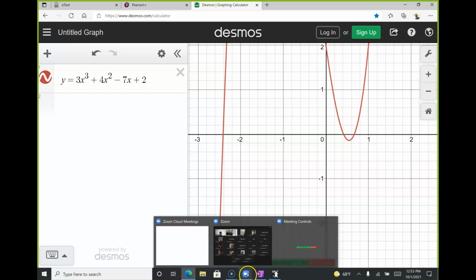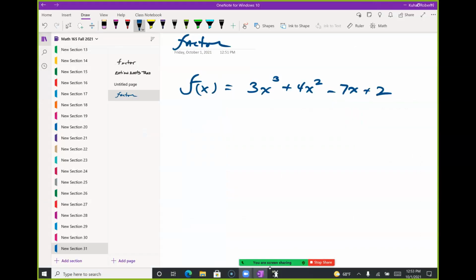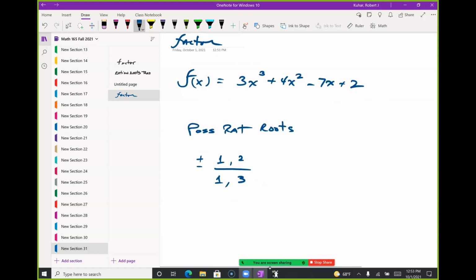So what I'm going to do is look at my rational roots. I'm looking for possible rational roots, so I'm doing factors of my constant, which are 1 and 2, over factors of my leading, which are 1 and 3. So I've only got 4 choices. Well, it's 8 choices, really: plus or minus 1, plus or minus 2. They're out, those are no good for me because I see on the graph already that those are no good.